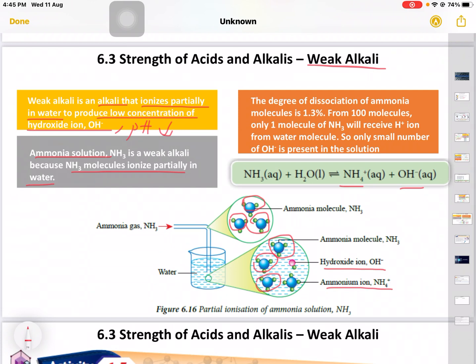This is because the degree of dissociation of ammonia molecule is 1.3% only. So if we have 100 molecules of ammonia, only one molecule of ammonia will receive the hydrogen ion from a water molecule and form ammonium and OH minus. It means that the other 99% of molecules remain as ammonia molecules. Okay, tak terion menjadi hydroxide dan juga ammonium. That's why the concentration of hydroxide ion here is low.